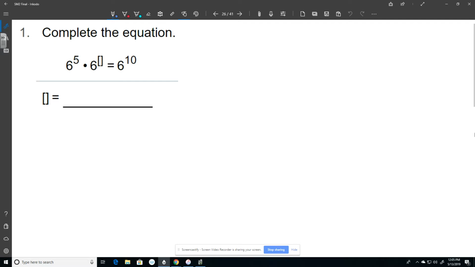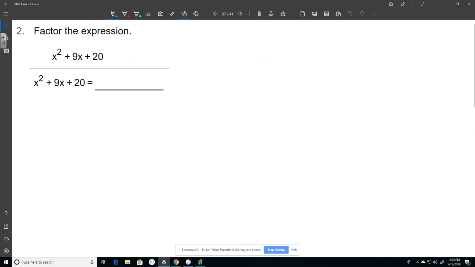So number 1 wants you to complete the equation 6 to the 5th times 6 to the what equals 6 to the 10th power. So just remember 6 to the A times 6 to the B equals 6 to the A plus B. So you're just looking, what do you add to 5 to equal 10? And that's going to be 6 to the 5th power. So your answer is just 5.